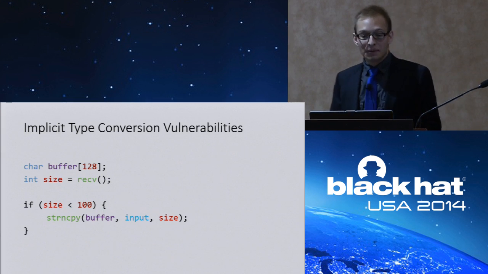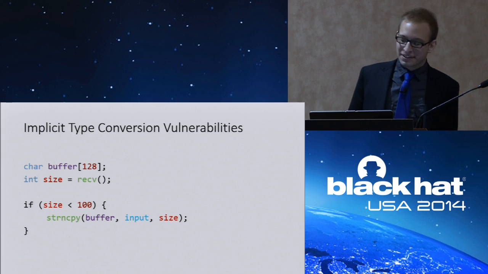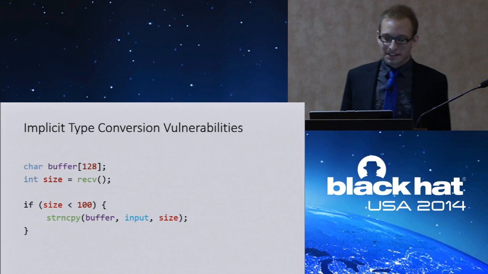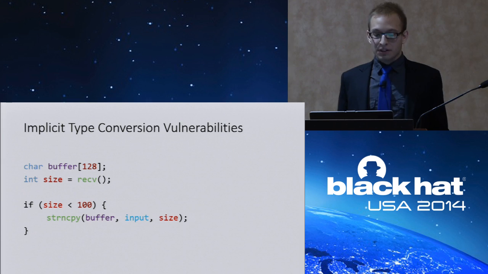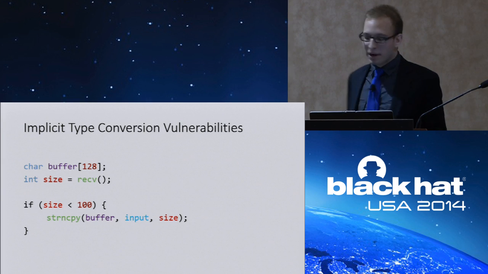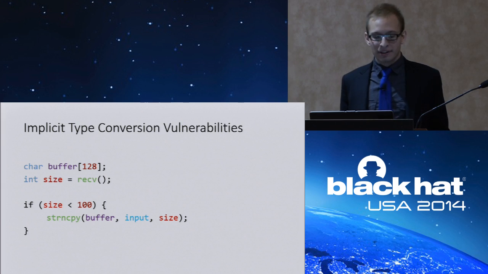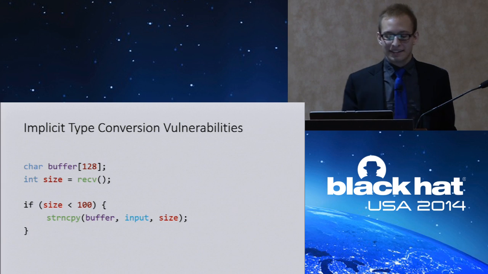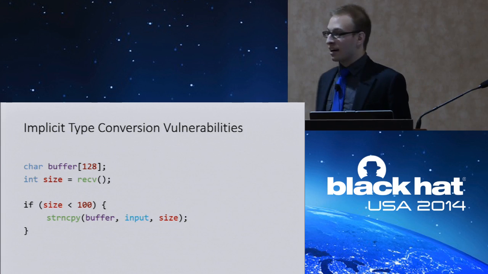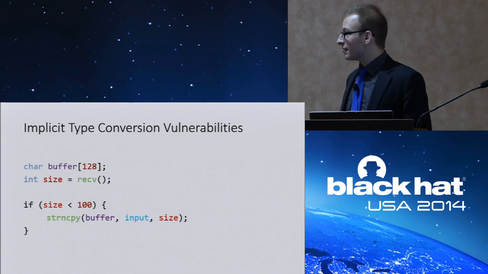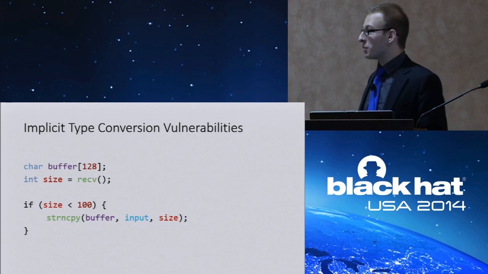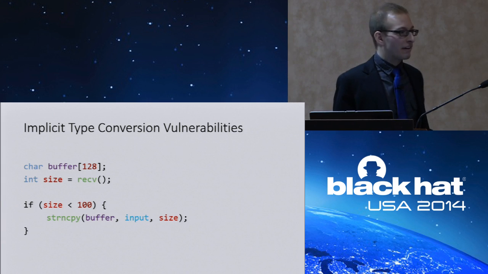The next thing I want to talk about is implicit type conversion vulnerabilities. This is a pretty common thing you see in C and C++. So here we do the same thing. We read 4 bytes into size from the user, and we test size against a constant. If size is less than 100, we're going to strncpy into buffer. And buffer is 128. So this looks safe, right?